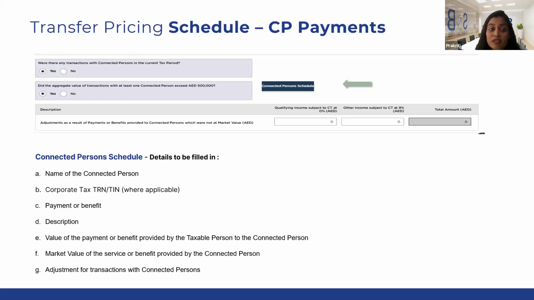And in a similar fashion, the details are required in the CP schedule, which is the name of the connected person, whether it has a corporate tax TRN or not, and what the payments are, as well as what benefits the person is drawing, the description of its services, and the value of payment, which is the market value, because the market value of the payment also needs to be justified here. And in case the actual payment exceeds the prescribed limit, there will be an adjustment for the transaction, and it will again increase the taxable income of the company.